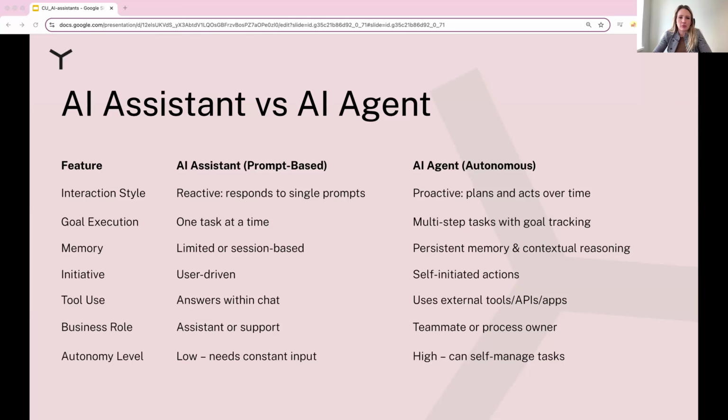And the autonomy level, well, for the assistant, it's low. It needs input constantly, whereas in the agent context, it's high, and it can self-manage those tasks.